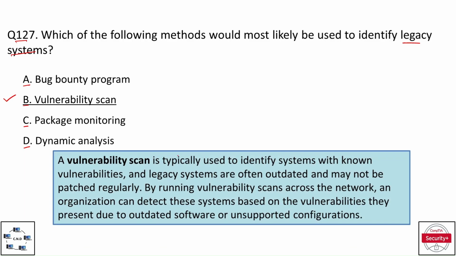So a vulnerability scan is typically used to identify systems with known vulnerabilities, and legacy systems are often outdated and may not be patched regularly. By running a vulnerability scan across the network, an organization can detect these systems based on the vulnerabilities they present due to outdated software or unsupported configurations.